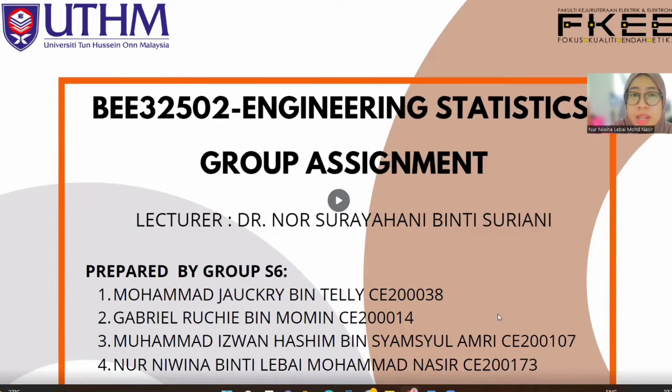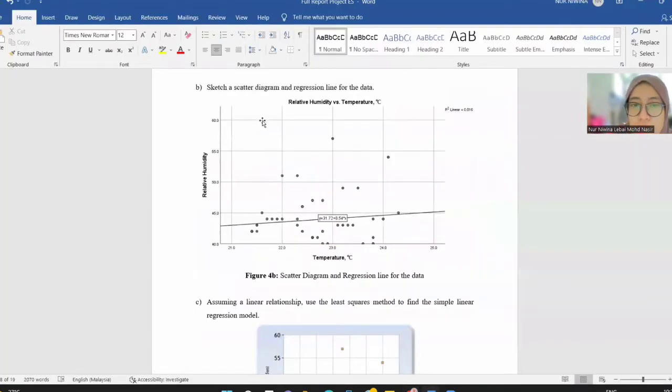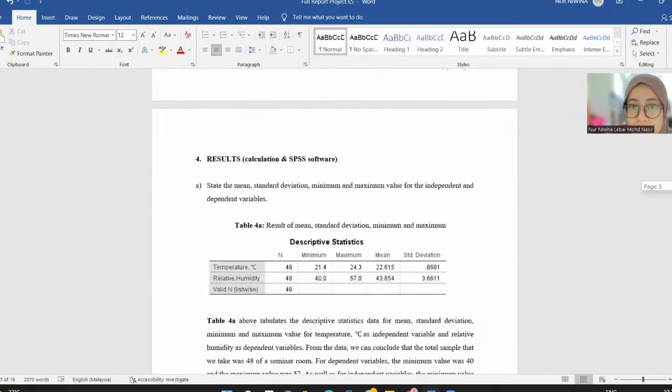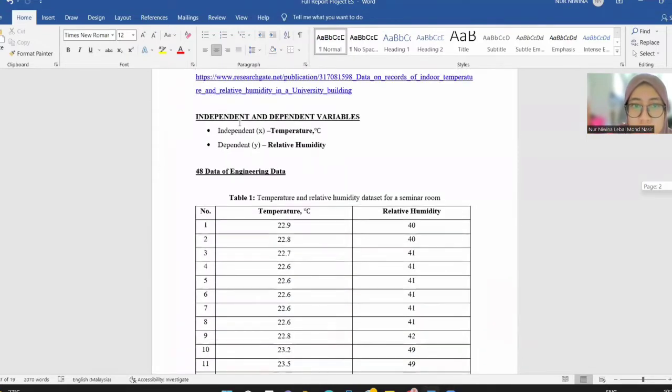Group team members. In this assignment, we are required to find a minimum of 30 real data from online internet sources and also PSM student thesis. So we have already found the data.